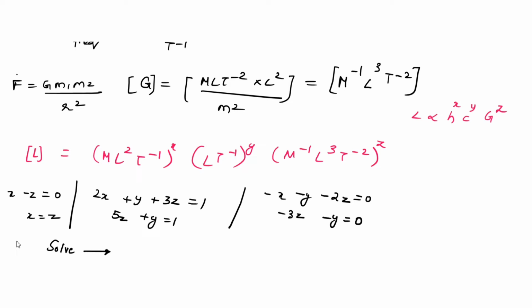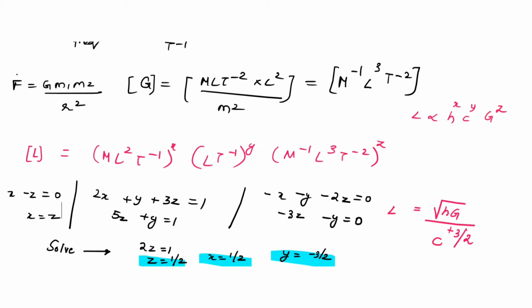When you substitute x is equal to z in the other equation, you will get 2z is equal to 1 and z is equal to 1 by 2. Similarly, you can find x and y. You get x as 1 by 2 because x is equal to z, and y is minus 3 by 2. So finally, you can express length as under root h G by c to the power 3 by 2. So that's the method.